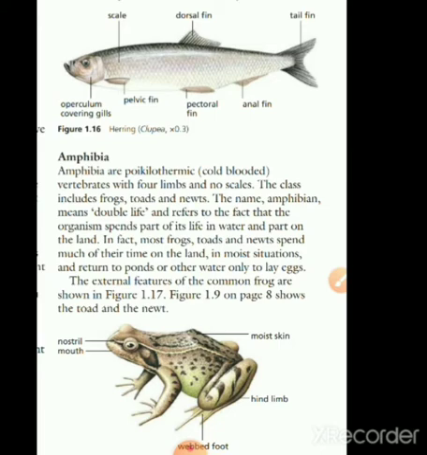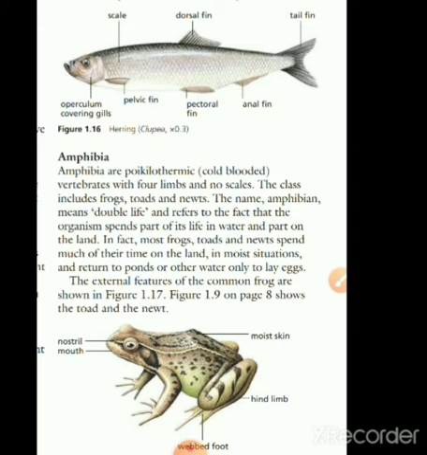So basically, the name amphibian means double life, and obviously, there is a reason behind this naming. They spend half of their life in water and the remaining half on land. The name refers to the fact that the organism spends part of its life in water and part on land.